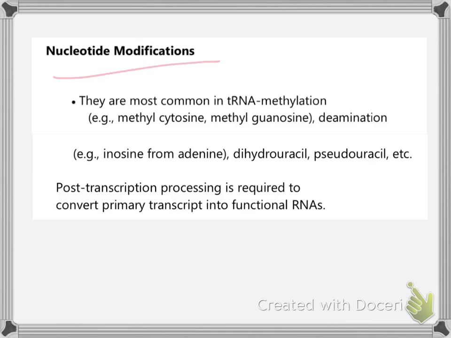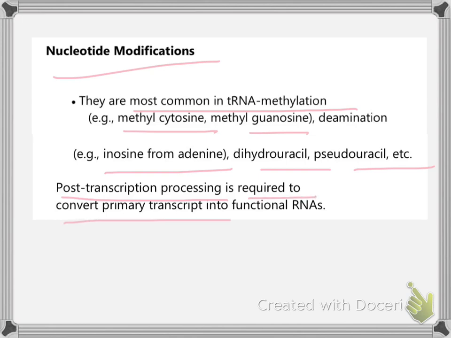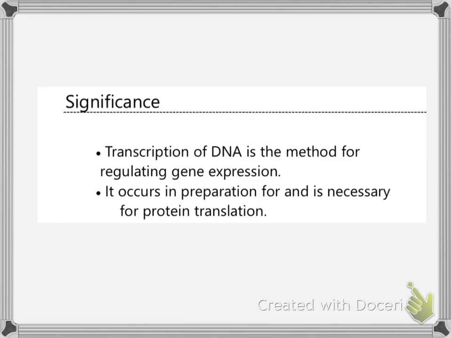Next one is nucleotide modification. They are most common in tRNA: methylation, that is methylcytosine, methylguanosine, or deamination of adenine to inosine, dihydrouracil, pseudouracil, etc. So the post-transcriptional processing is required to convert the primary transcript to functional RNA.